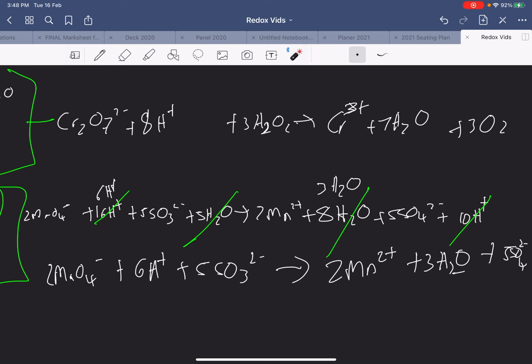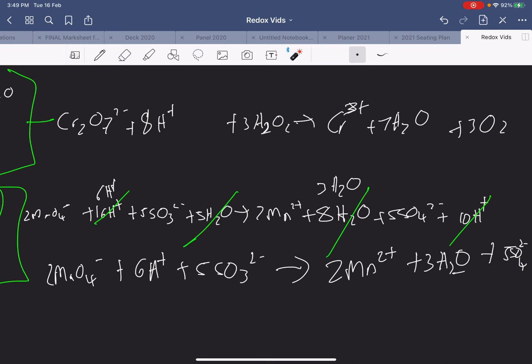2Mn, 2Mn. 2 times 4 is 8, plus 5 times 3. That's 15 plus 8 is 23. Okay, so let's move on. We've got 3 times 1 is 3, plus 5 times 4 is 23. Cool, oxygen's balanced. H's, 6 H's, and 3 times 2 is 6 H's. All right, and sulfurs is 5 sulfurs, and there's 5 sulfurs. So all those elements add up.